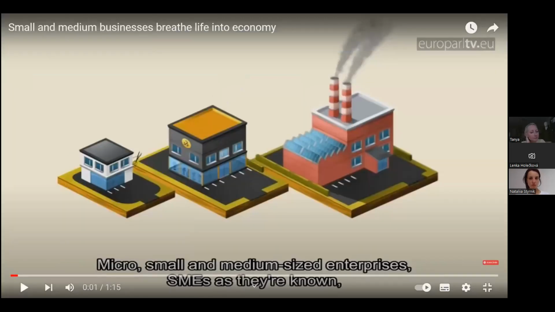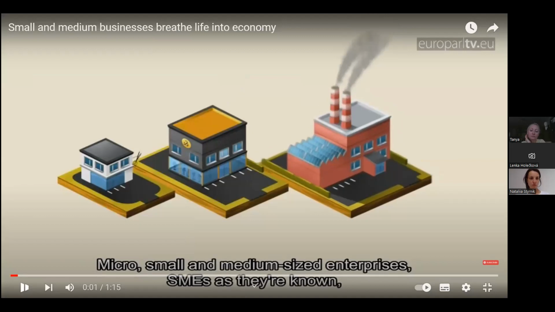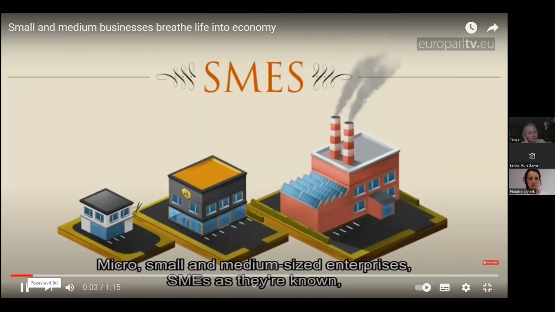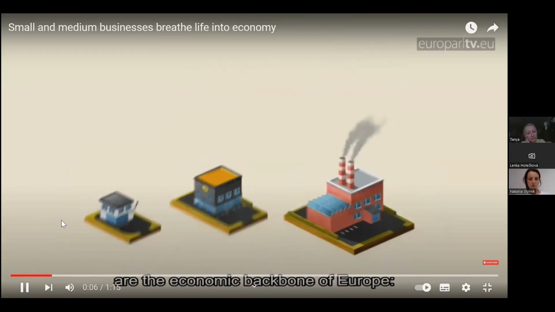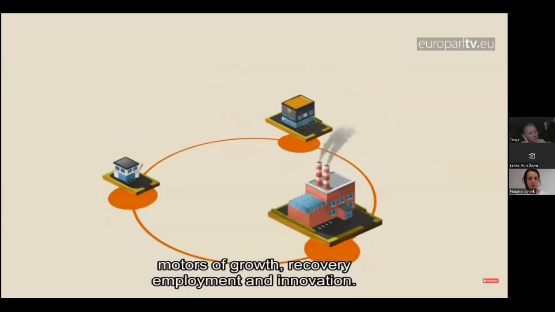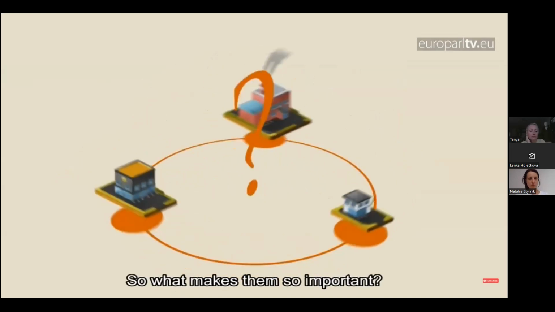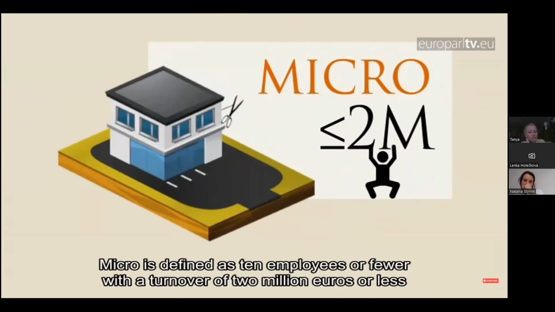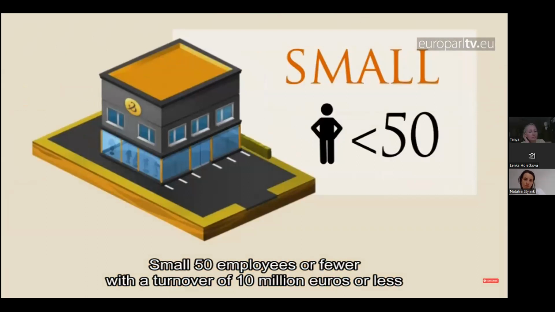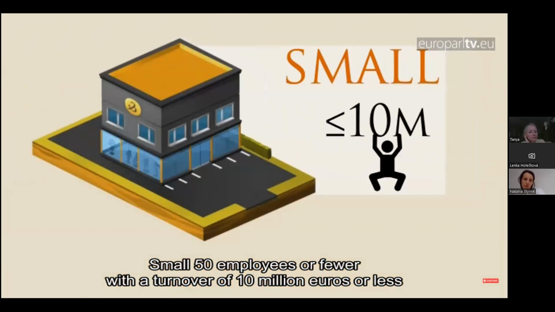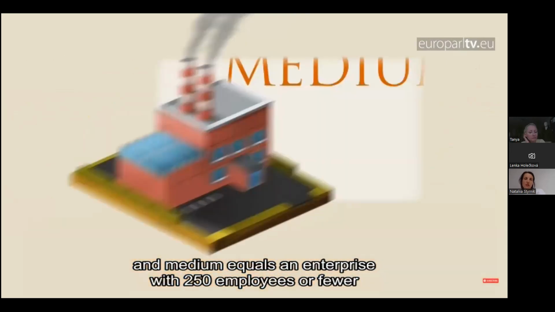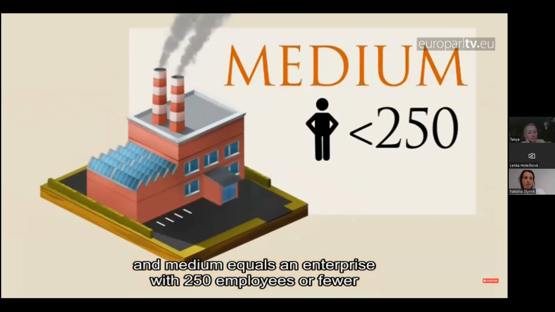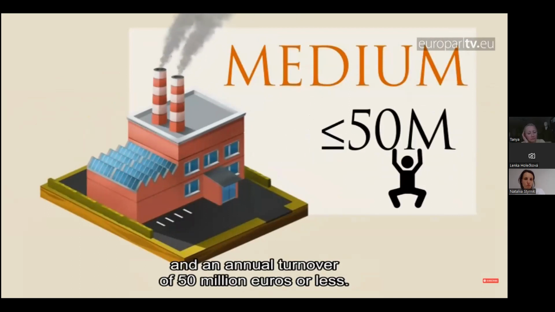So SME, micro, small and medium-sized enterprises. And medium-sized enterprises, SMEs as they're known, are the economic backbone of Europe, motors of growth, recovery, employment and innovation. So what makes them so important? Micro is defined as 10 employees or fewer with a turnover of 2 million euros or less. Small is 50 employees or fewer with a turnover of 10 million euros or less. Medium equals an enterprise with 250 employees or fewer and an annual turnover of 50 million euros or less.